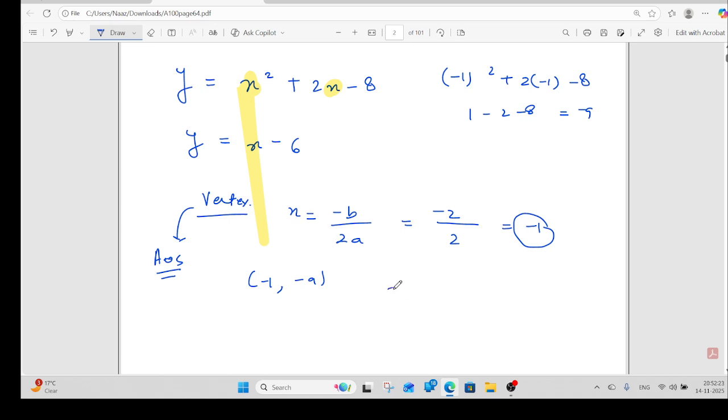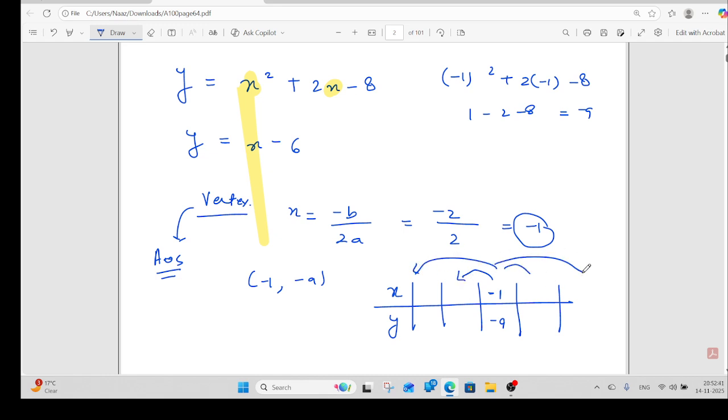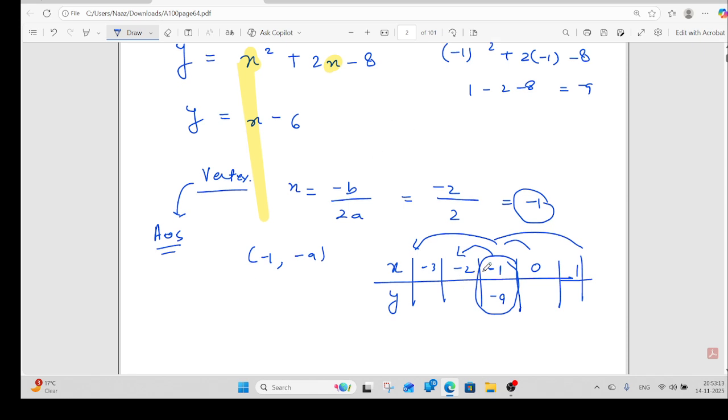Now what we can do is make a table of x and y, and we'll write this point in the middle. x is negative 1 and y is negative 9. Now we will write two points before this and after this. Before negative 1 we have negative 2 and negative 3, and on this side 0 and 1, right? We write the vertex in the middle because our points are symmetric about this vertex. So let's plug in 0 and 1.